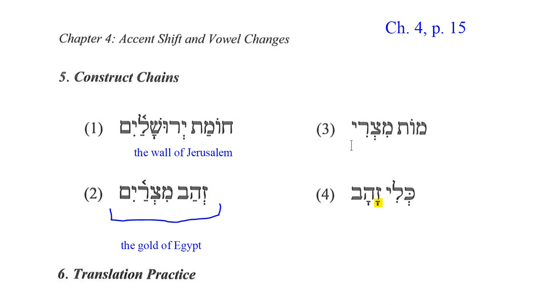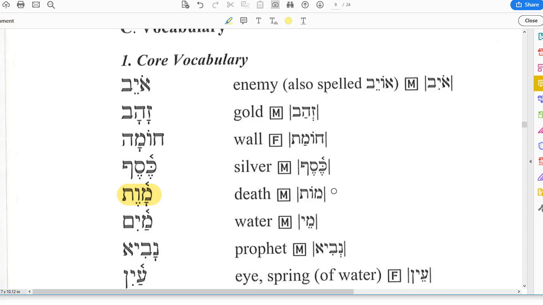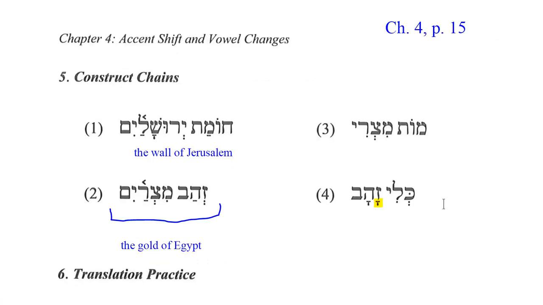As we saw over here, where the noun chomat is different in construct, the noun mavet, death, is also different in construct. And you can find that also in the vocabulary list. You see the regular form here is mavet, but over here we see the construct form, which is mot. So again, this was page 26 of the textbook. So let's come back over here.